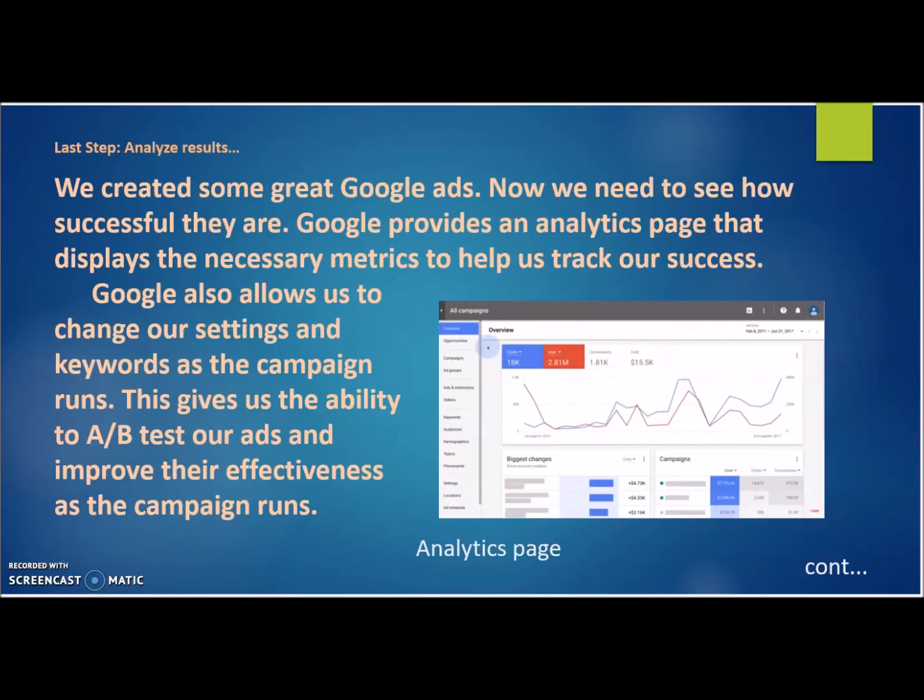Now the last step is we want to analyze our results. So we just created some great Google ads that are going to help grow our business. Now we need to see how successful they are and are going to be. Google provides an analytics page that displays the necessary metrics to help us track our success. Google also allows us to change our settings and keywords as the campaign runs. This gives us the ability to A/B test our ads and improve their effectiveness as the campaign runs. That's fantastic. So you can see the analytics page there.